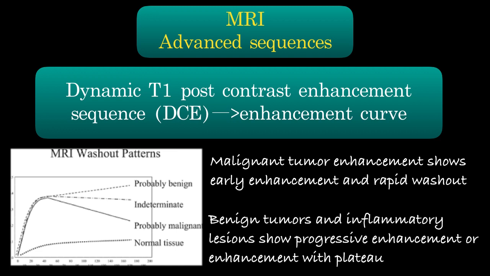A benign tumor will have progressive enhancement. It will take the contrast medium gradually, and then either reaches a plateau, where it takes the contrast and retains it inside, or continues taking the contrast medium. So it's either progressive enhancement, continuing to take up the contrast medium, or it reaches some point and then a plateau is there. It doesn't take more contrast and doesn't wash it out either.